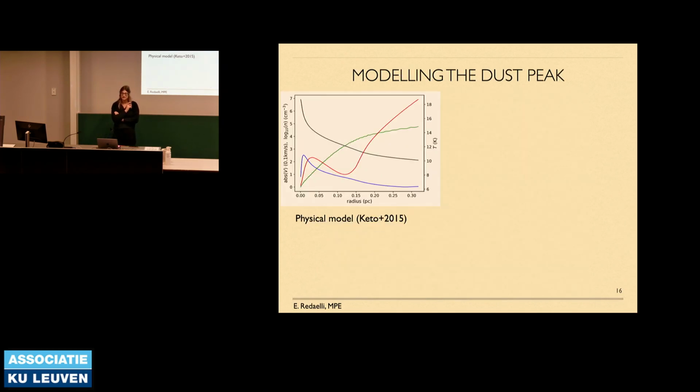To do that, we exploited the fact that we have a physical model of this source. Here you see in red the gas temperature, the dust temperature in green, then the density profile in black, and the velocity profile in absolute values in blue. So we have a full one-dimensional model that we can couple to a chemical code that predicts the abundance of our molecules, in this case, HCO+.